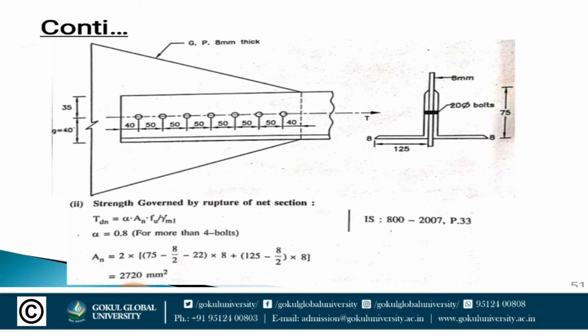Next, strength governed by rupture of the section. So Tdn is equal to alpha An Fu upon gamma m1. It is page number 33 from IS 800. We got that equation. We have to identify the net area of the section. For the net area, we have to subtract the hole diameter. So 75 minus half the thickness, 8 by 2, minus 22, which is our hole diameter, plus 125 minus the thickness of the section, multiplied with the overall thickness of the section. So we got the net area.